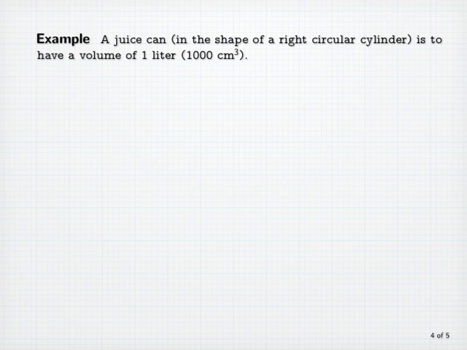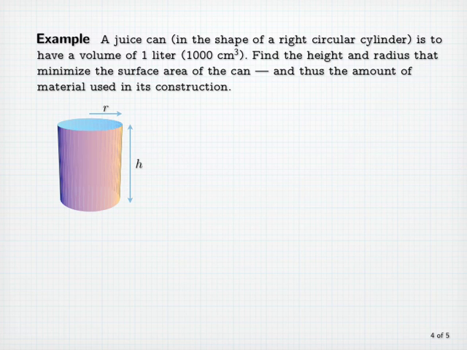Here's another example that's actually quite similar to the previous one. A juice can in the shape of a right circular cylinder is to have a volume of 1 liter, or 1,000 cubic centimeters. Find the height and radius that minimize the surface area of the can, and thus the amount of material used in its construction.